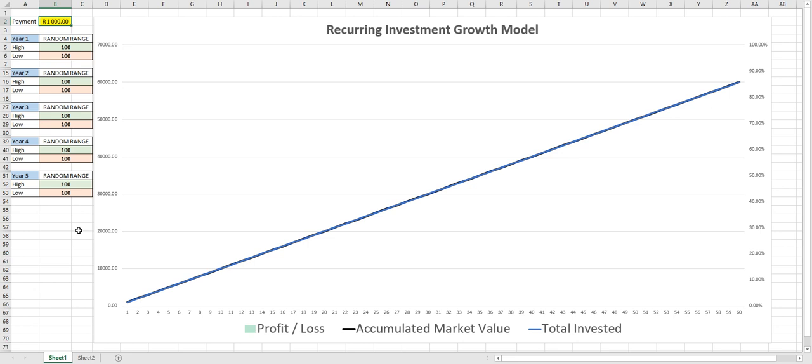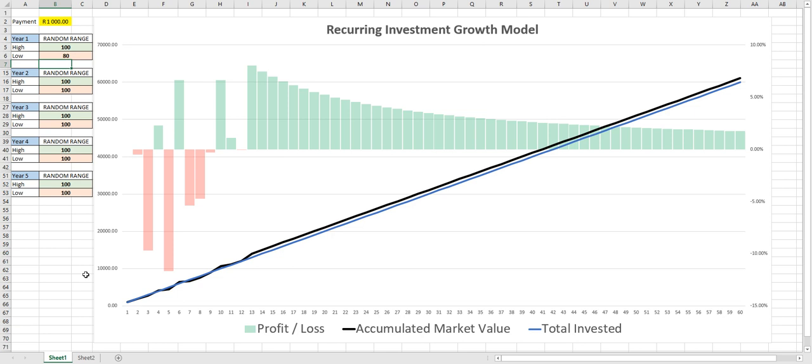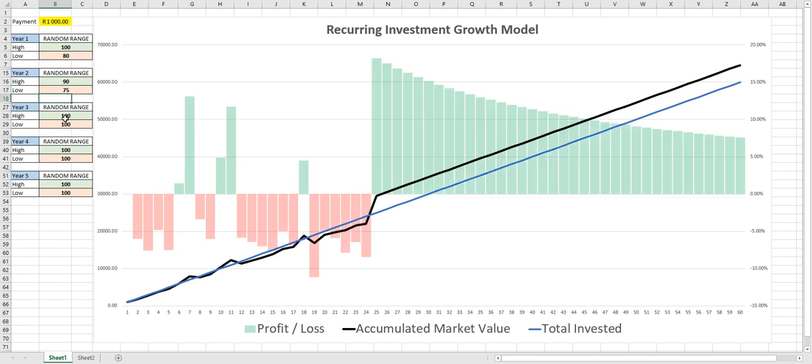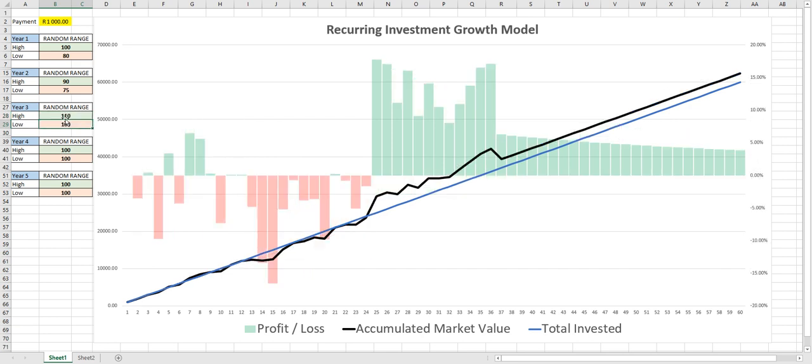And what I've done here is I've created some constraints around fund performance in any year. I've said, let's assume that the high is 100 and the low gets down to 80. So a 20% swing in the market, right? And in year two, let's say the high got up to 90 and the low was actually around 75. So we're going a bit more bearish, right? And then in year three, we had a phenomenal year. So the high went up to 110 and the low was at 100.